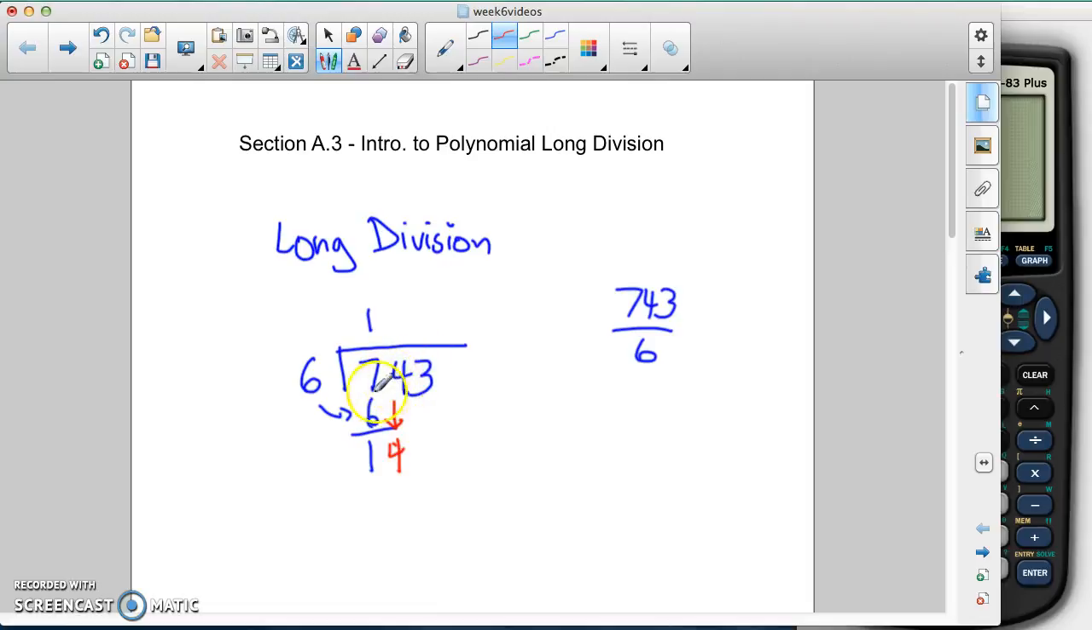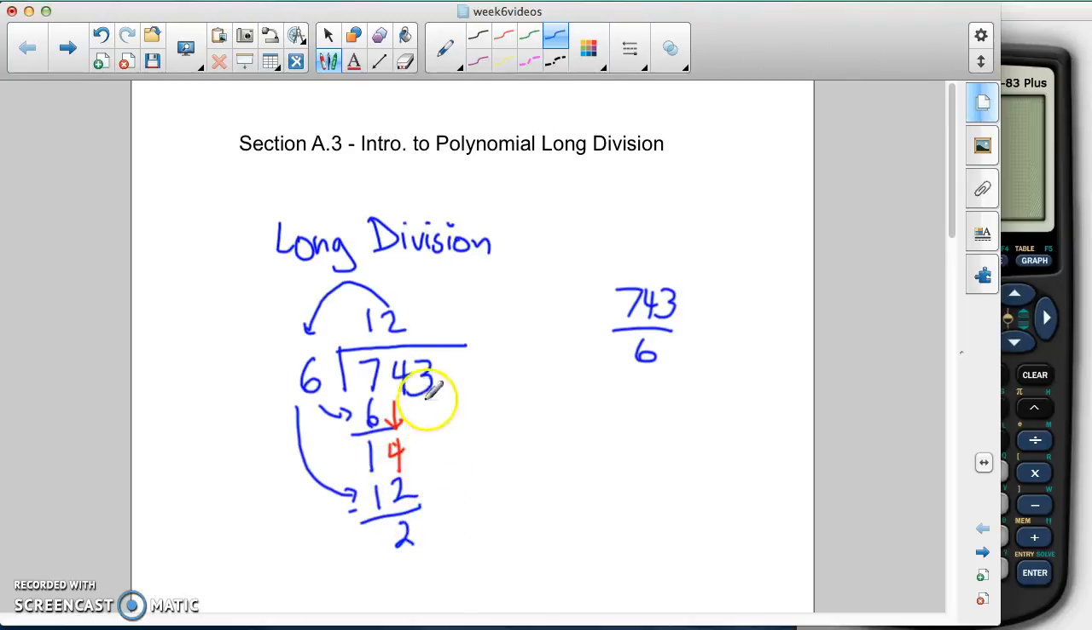So looking at this, we have 14 tens. We want 6 to go into 14 tens. That would go 2 times, so we put the 2 here. We multiply the 2 times the 6 and we get 12. So we multiply here and then we put the number down here. We subtract. We always subtract. We get 2 here.